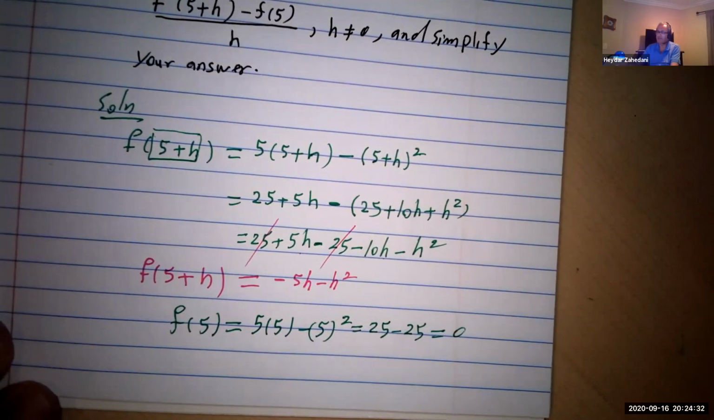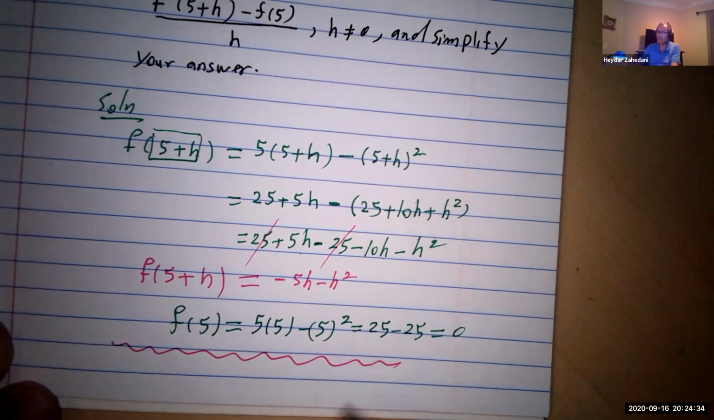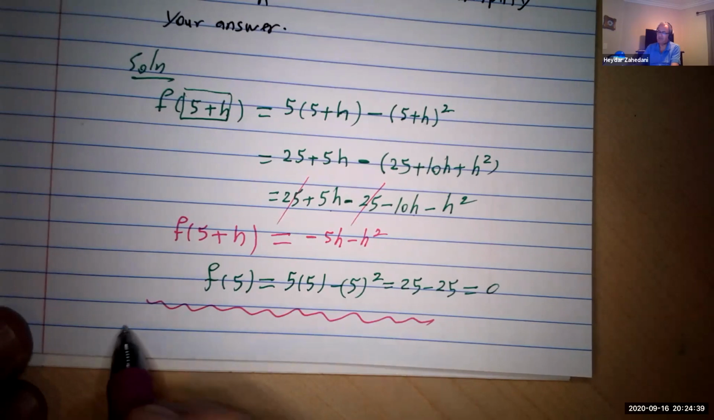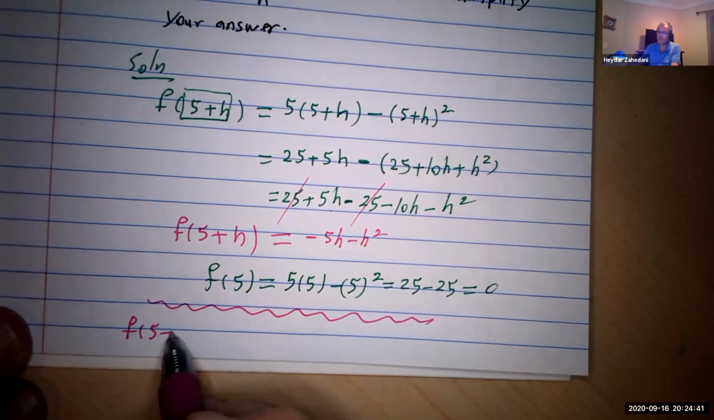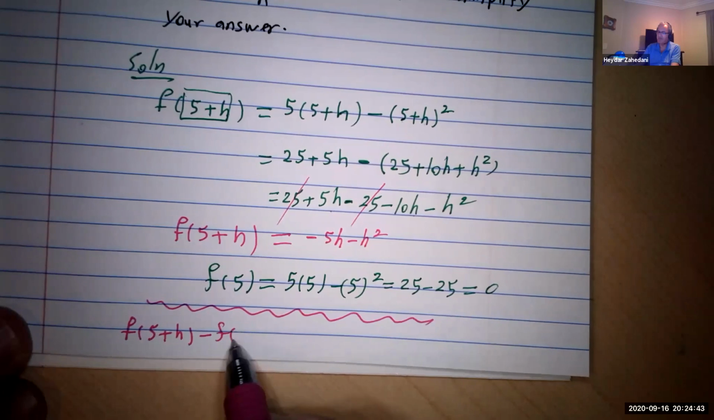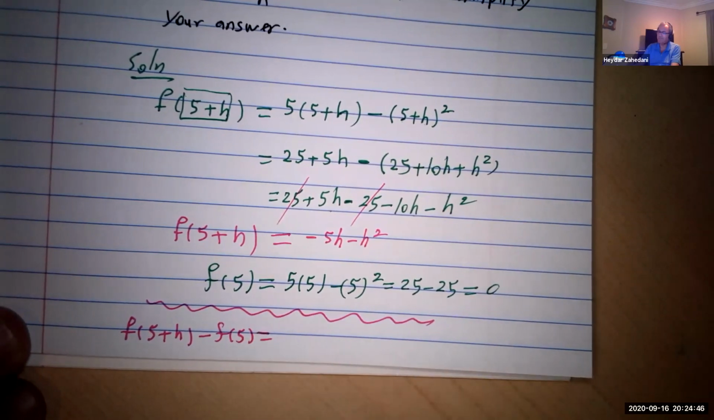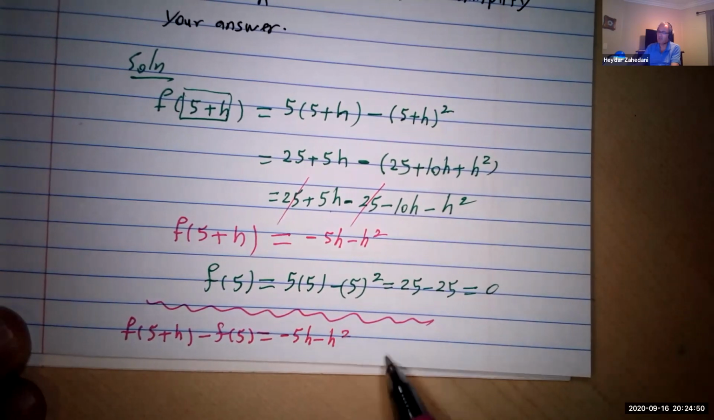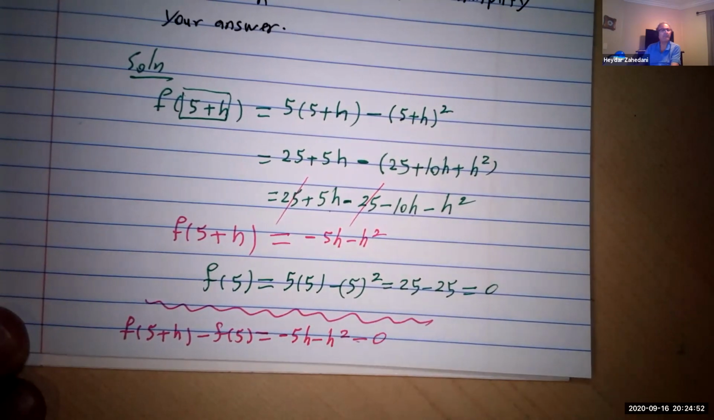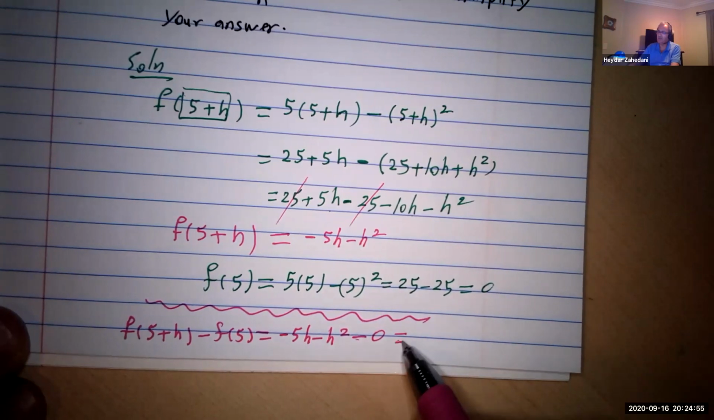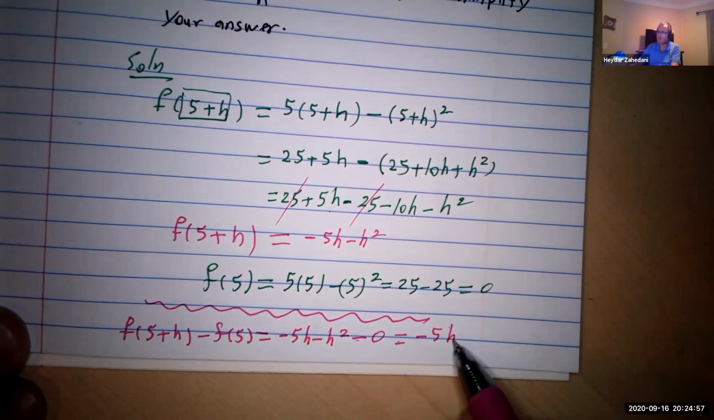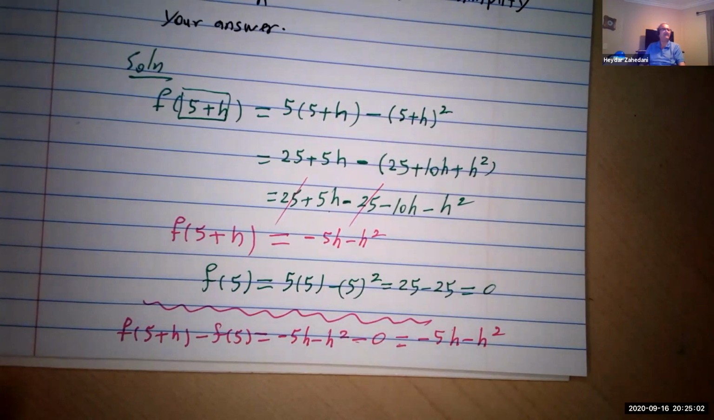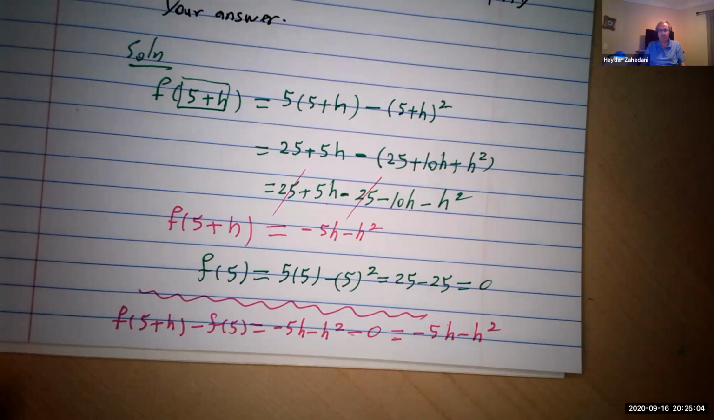Now, the difference. Find the difference. Difference is f of 5 plus h minus f of 5 equal to negative 5h minus h squared minus 0. So 0, nothing to simplify. That gives negative 5h minus h squared. When it's a number, it's not x, that gives you the chance to better simplify.